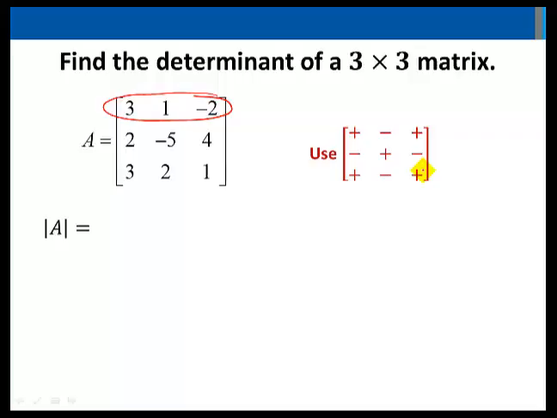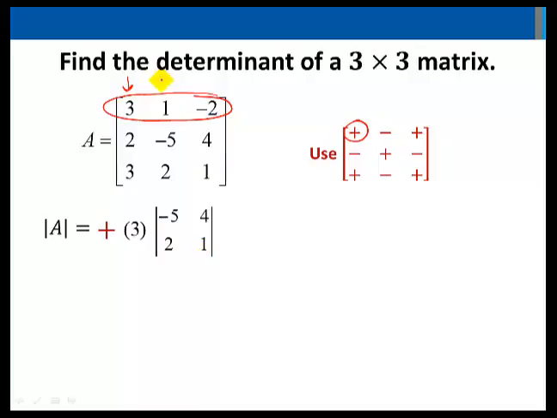So the determinant of A here will be equal to, I start with the 3, the first number in row 1, and I look at the corresponding sign position, which is plus. After the plus sign, I put the number 3, followed by the determinant of the matrix I get by eliminating the row and the column containing 3. If I eliminate the row and column containing the number 3, I'm left with the determinant of the matrix row 1, -5, 4, and row 2, 2, 1.